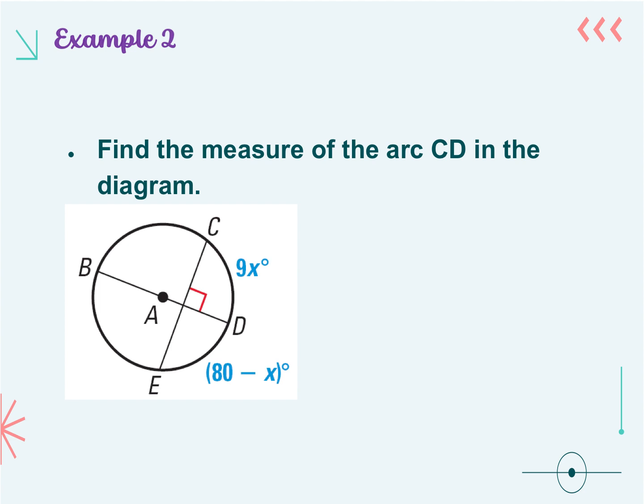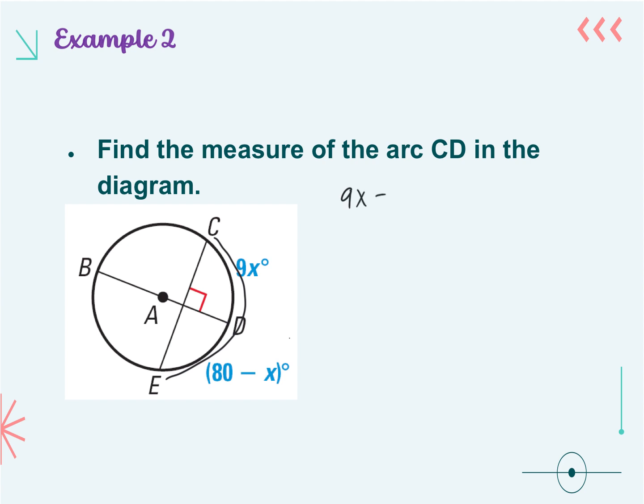For example 2, they want us to find the measure of arc CD in the diagram. In order to solve for it, we're going to have to find what each angle measure is. Since it's not a central angle, we have to find what the actual degree is based on these formulas. Because of theorem 10.7, the perpendicular chord bisector theorem, because this chord is being bisected by a diameter and it's perpendicular, I can say those two are congruent.